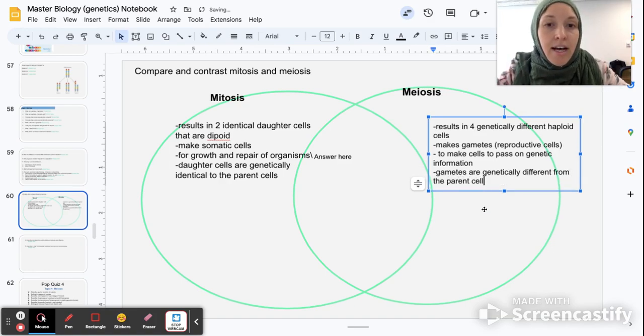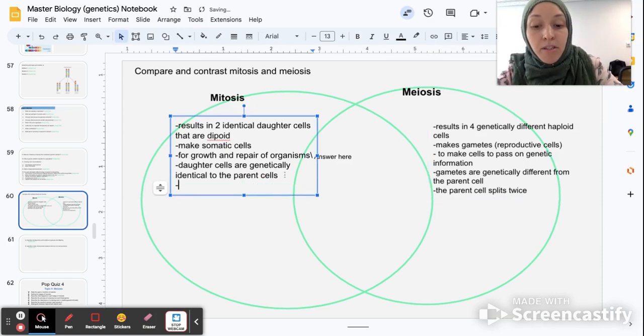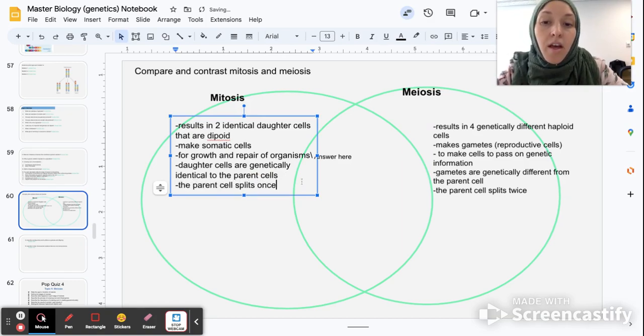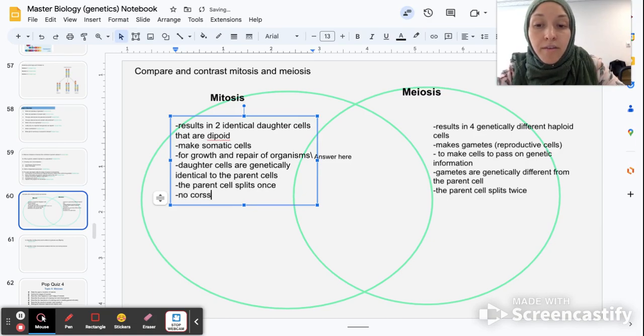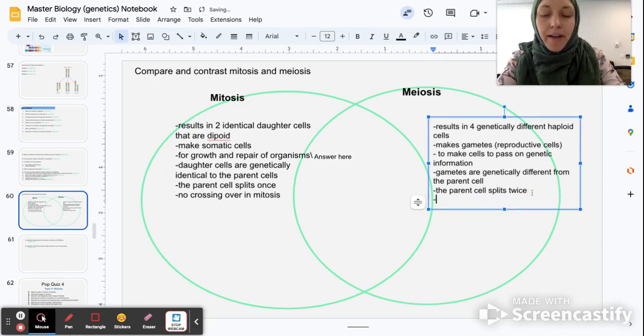Okay. In meiosis, the cell splits 2 times, whereas in mitosis, the parent cell splits once. There's no crossing over in mitosis, whereas crossing over does occur in meiosis.